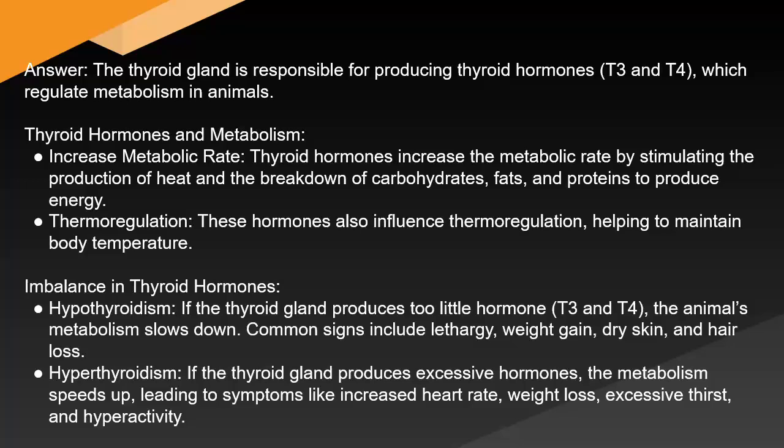Imbalance in thyroid hormones, hypothyroidism. If the thyroid gland produces too little hormone and the animal's metabolism slows down, common signs include lethargy, weight gain, dry skin, and hair loss. Hyperthyroidism. If the thyroid gland produces excessive hormones, the metabolism speeds up, leading to symptoms like increased heart rate, weight loss, excessive thirst, and hyperactivity.